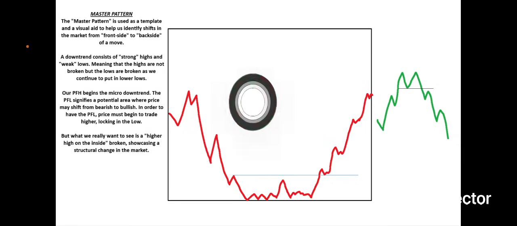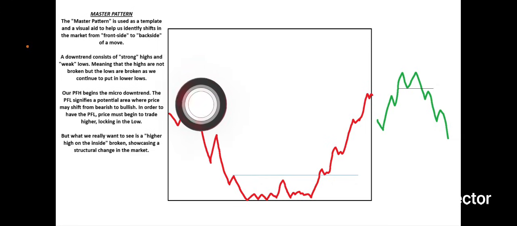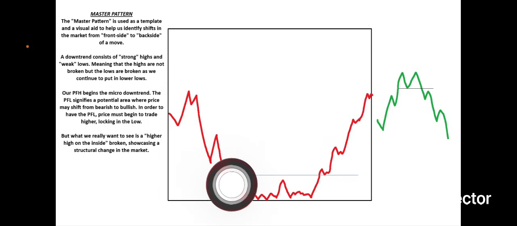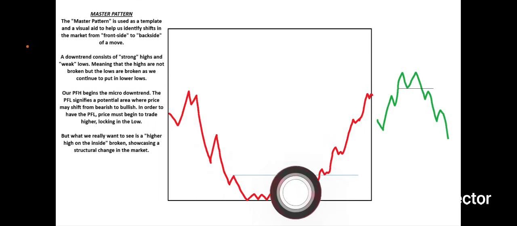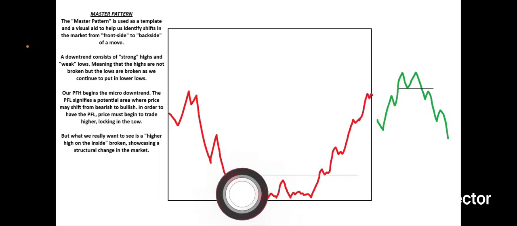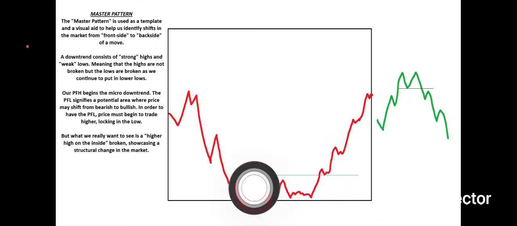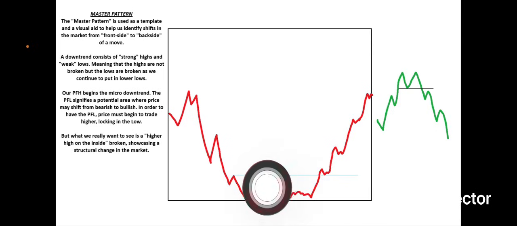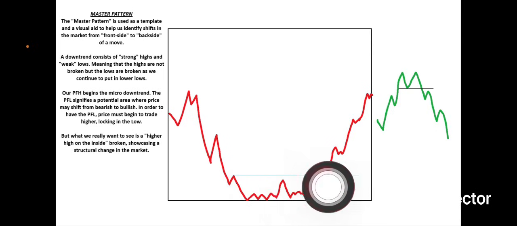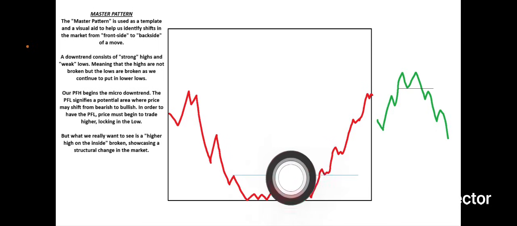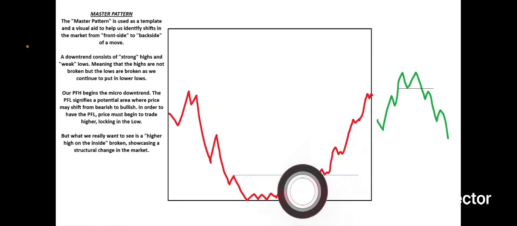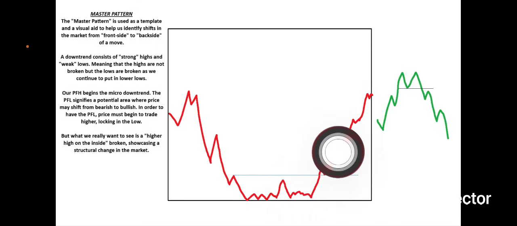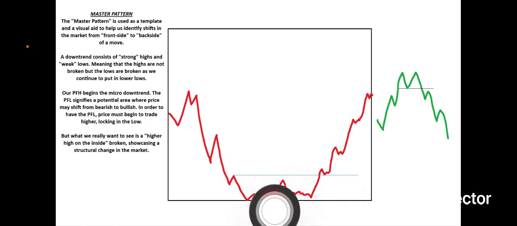Our peak formation high begins this micro downtrend on the day, okay? The peak formation low down here signifies a potential area where price may shift from bearish to bullish. In order to have that peak formation low be locked in place, or to be a peak formation low, price has to begin trading in the other direction, okay? Kind of locking in that peak formation low, all right?